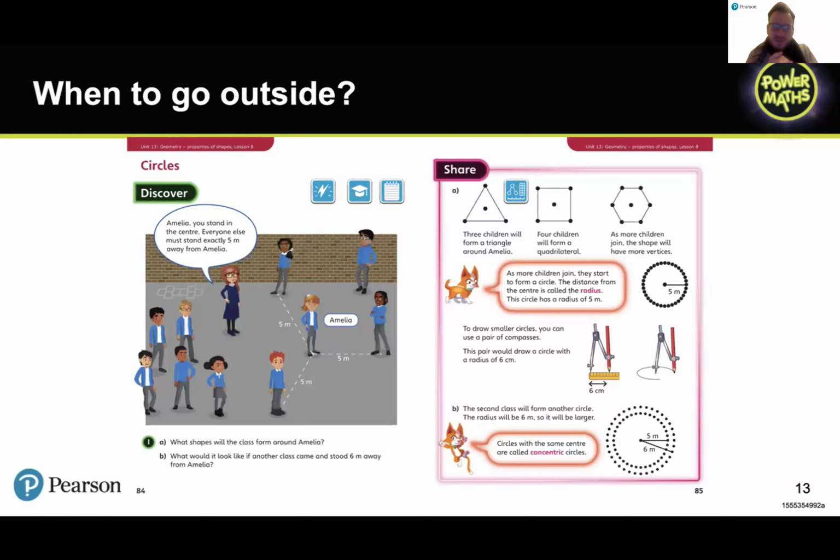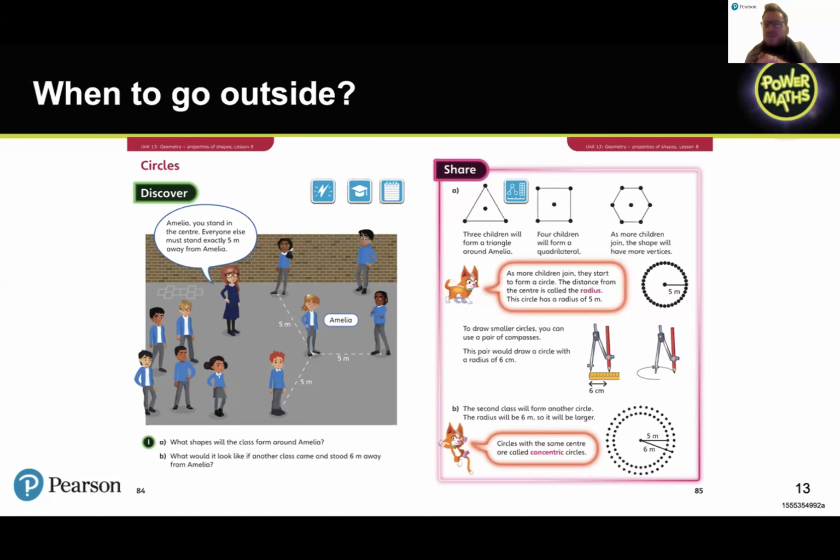It's got a picture of them outdoors in the playground, and then it's got a picture of compasses. It's got a picture of dots on the other side. I'm looking at that, and I know that lesson, the more I look at it, it's been written for the moment of surprise when you get 3 children standing 5 meters from Emilio, and they've made a triangle.